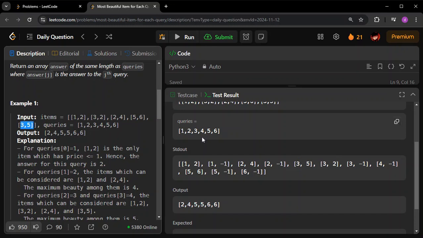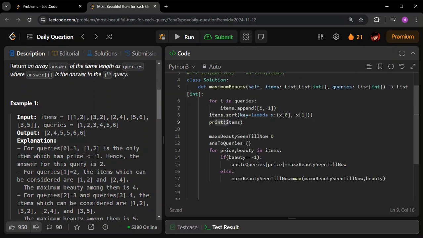I hope you're understanding what is happening. There are two kinds of sorts happening. One sort is based on price: whichever element has the smallest price will come first. But what happens when all of the items have the same price? In my solution, I want the one with the highest beauty to come first, which is 5. These three elements have the same price, but the item with the highest beauty comes first, the item with the second highest beauty comes second, and then the one which is inserted by me.